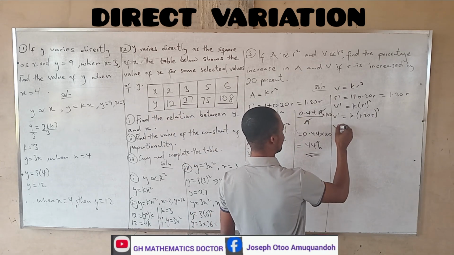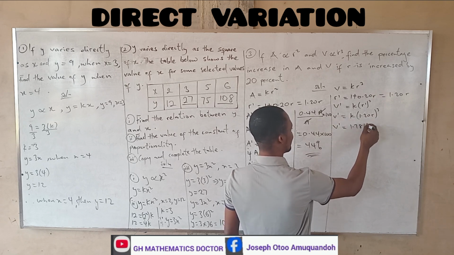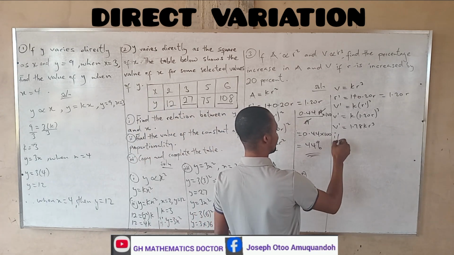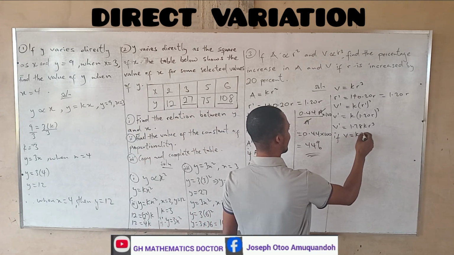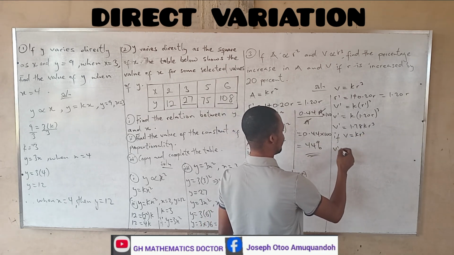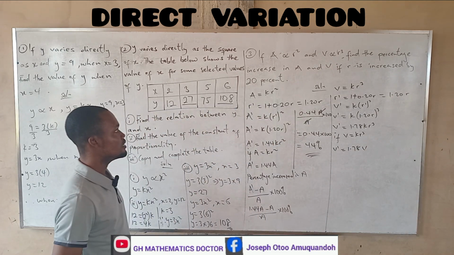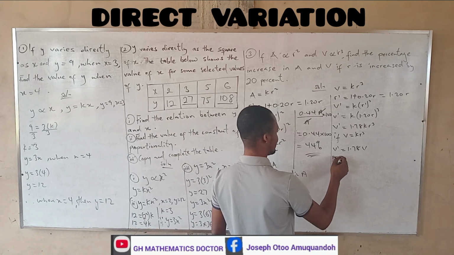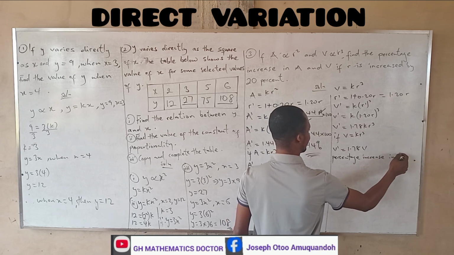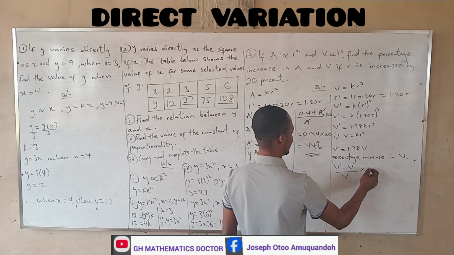So with this one, I'm going to say that V prime is equal to, this will give you 1.78 KR cube. All right. Now you can also compare this and say that if V is equal to KR cube, then I'm going to substitute KR cube here with V. So I'm going to say that V prime is equal to 1.78 V. Now it's time to find the percentage increase in V.